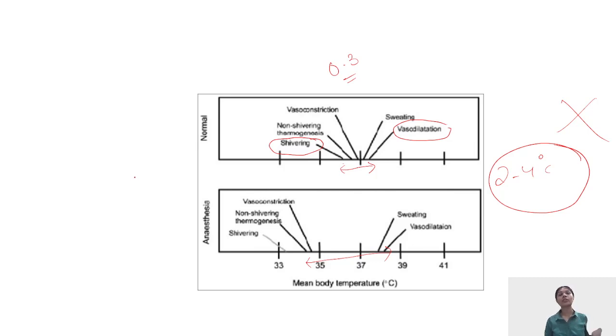So one thing worth remembering here is what kind of animal the human being becomes when anesthetized. Our human body becomes poikilothermic. Under anesthesia, we behave like poikilothermic animals. Please remember this.